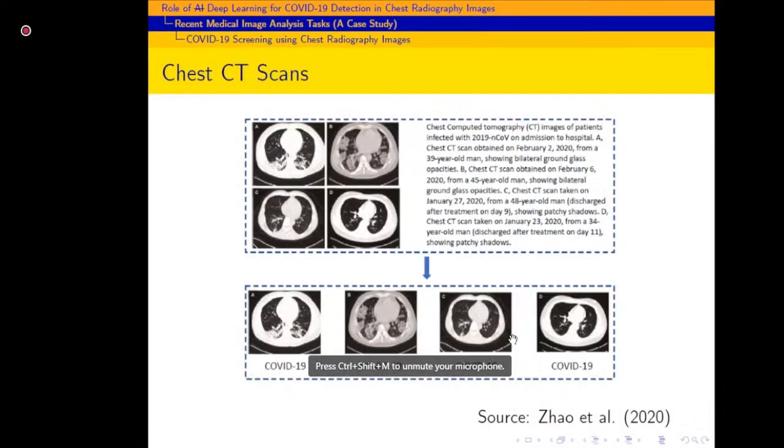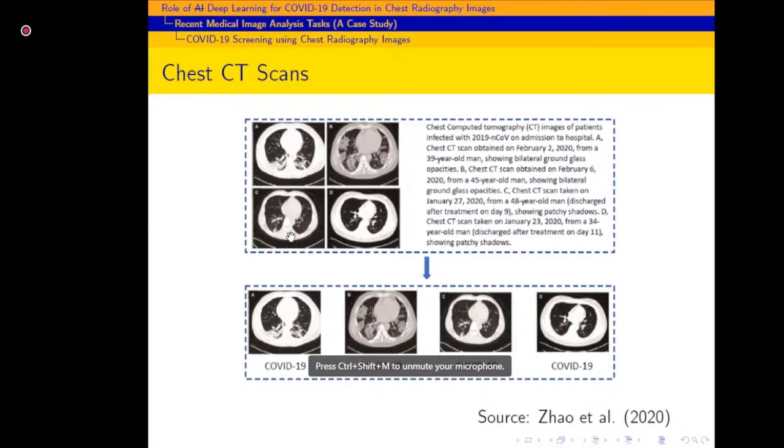Similarly, these are examples of CT images where you will easily find some ground glass opacities. Here you can see there are some changes, and also white patchy shadows in some images. These are some of the radiological indications which you will not find in healthy persons, if you capture the images of a healthy person.